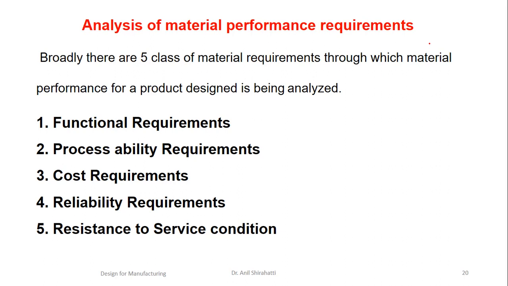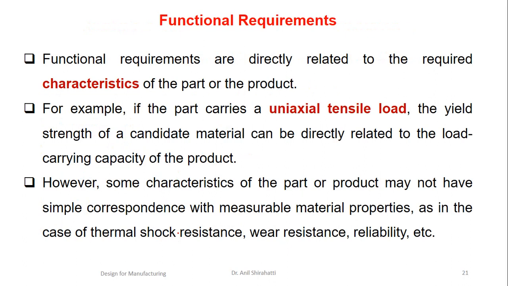So broadly there are 5 classes of material requirement through which the material performance for a product design is being analyzed. First is the functional requirement, next is the processability requirement, cost requirement, reliability requirement, and resistance to service requirement. So we will see all this in brief. So let's start with the first, that is the functional requirement.